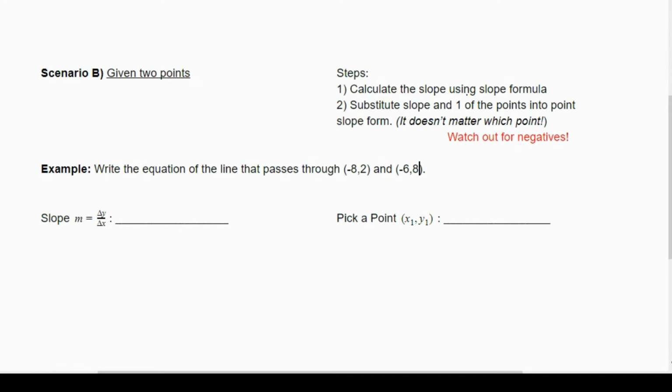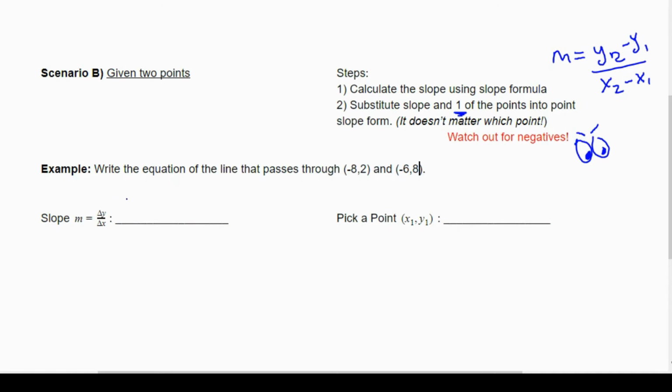First, we need to calculate the slope using slope formula. Let's not forget, slope formula is y2 minus y1 over x2 minus x1, right? And then we're going to substitute that slope that we just calculated and one of the points into our point slope form. Note, it does not matter which point you select. A lot of times we'll just pick the one without the negatives. Make sure that at all times you are watching out for those negatives because they can be tricky. All right, so here we go. Example, write the equation of the line that passes through -8 and 2 and -6 and 8.